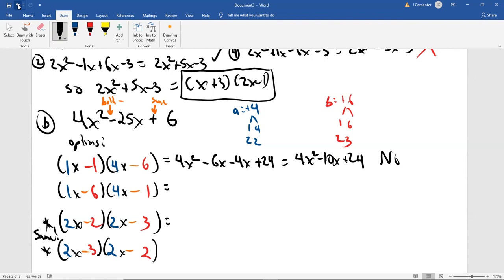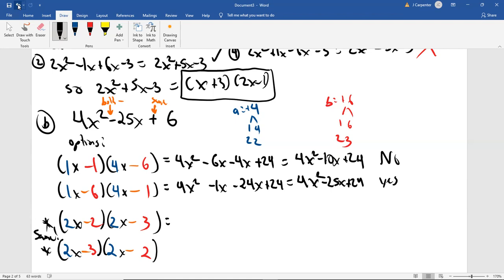X times 4x would be 4x squared. See, I was already going to that. The outer x times negative 1 would be negative 1x. Negative 6 times 4x is negative 24x. Negative 6 times negative 1 is positive 6. We know the first is 4x squared. We know the last is 6. Negative 1 plus negative 24 is negative 25x. And that's a yes. That's what we want.